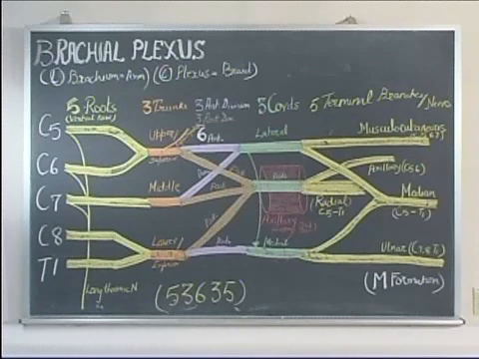So there is a formula here which goes from the formation to distribution: 5 in the beginning, 5 in the end, 3 in the middle, and 6 in the center. 5 roots, 3 trunks, 6 divisions, 3 cords, and 5 terminal branches.